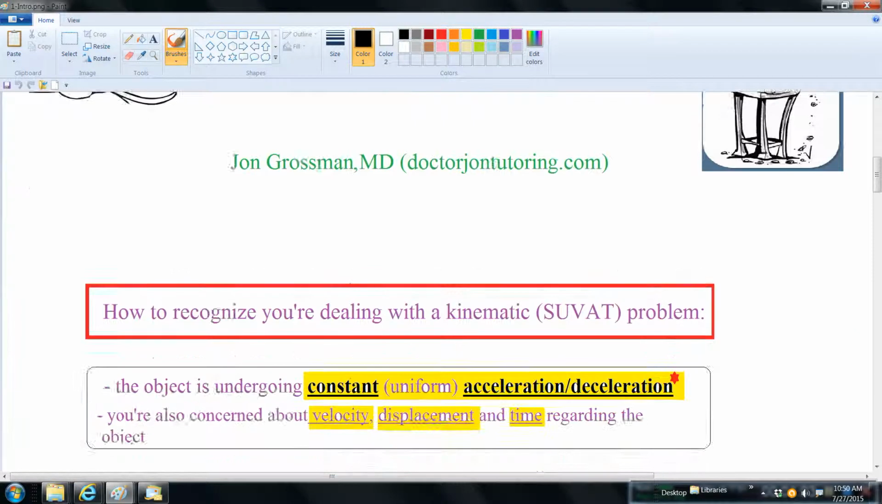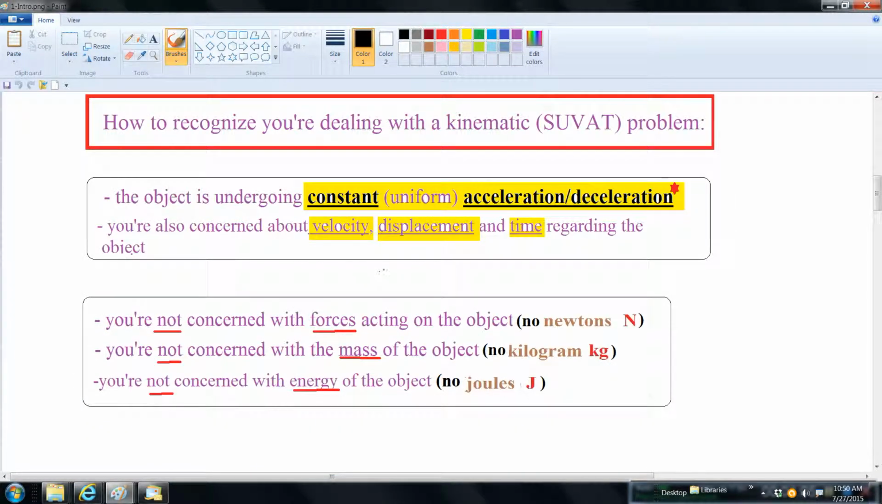Let's just remind ourselves that when we look for whether we're going to use the Suvat method, first we have to identify it as a kinematic problem. We're looking for objects that are undergoing constant or uniform acceleration or deceleration, and then we're looking for at least 3 out of the 5 Suvats. We need at least 3 out of the 5 to solve for our answer. And we're not dealing with newtons or kilograms or joules. No forces, mass, or energy in a kinematic problem.